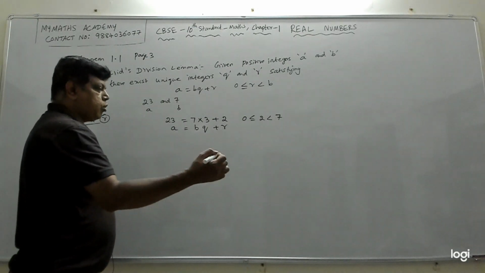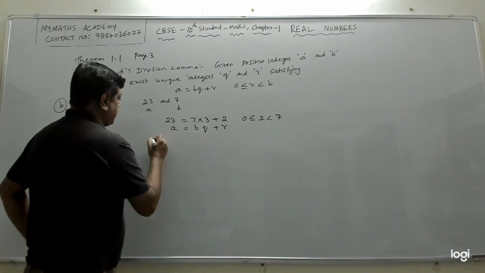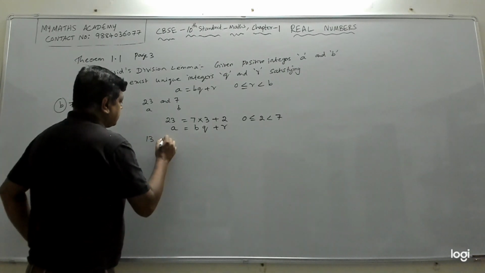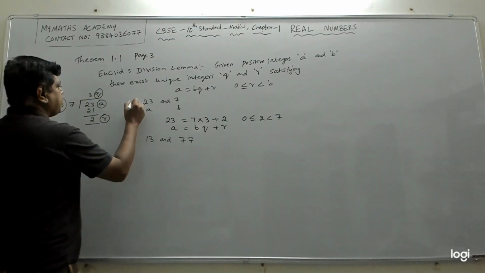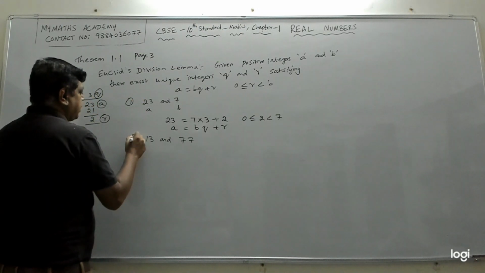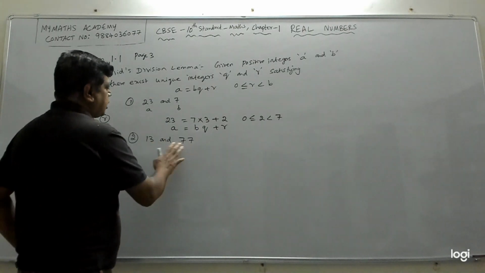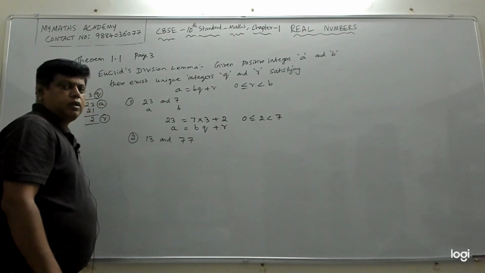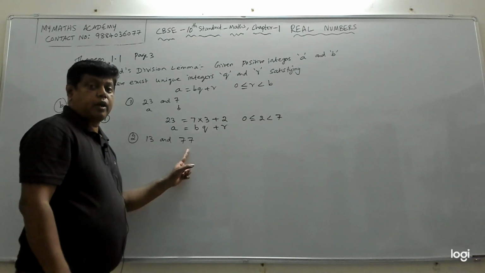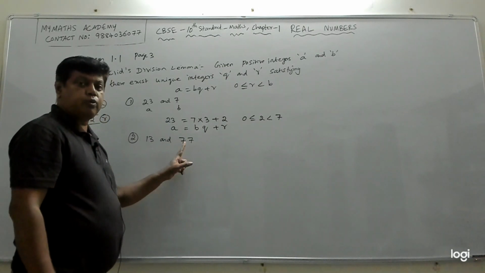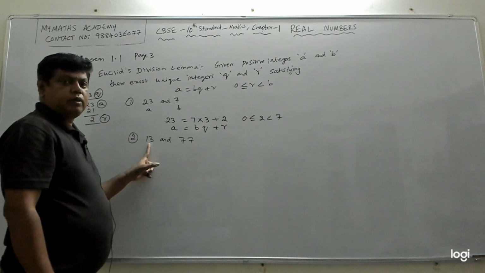Suppose let's take one more problem. This is the second example. Suppose there are two numbers 13 and 77. Now we have two positive integers. We will always take the greater number as a. 77 is greater, so you take that as a, and the other is b.